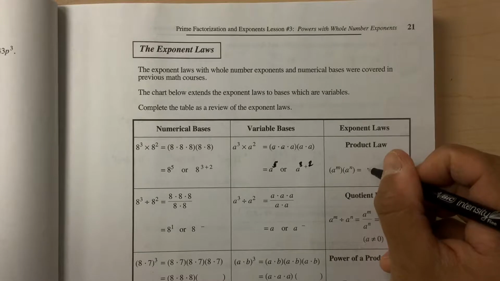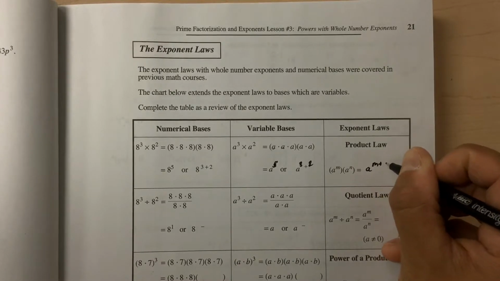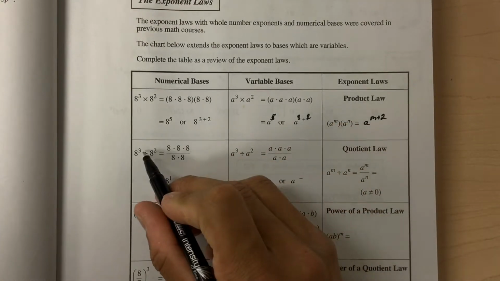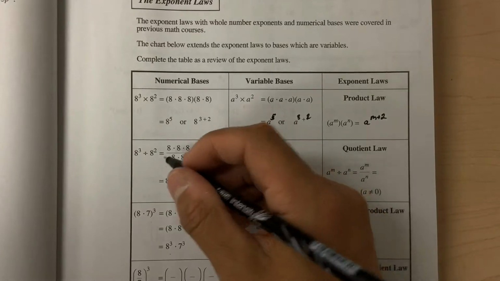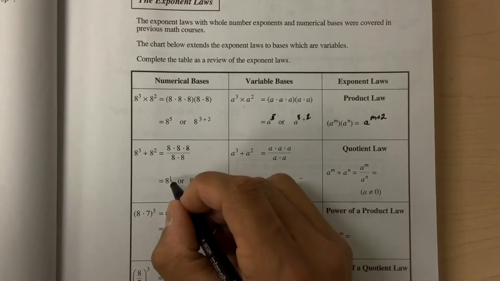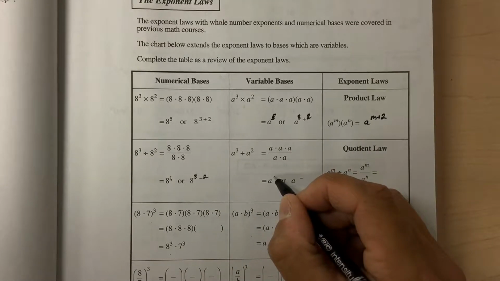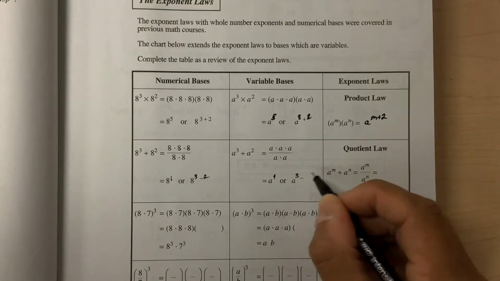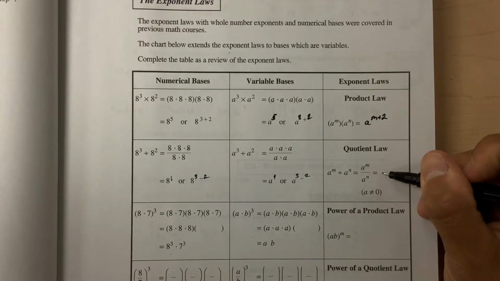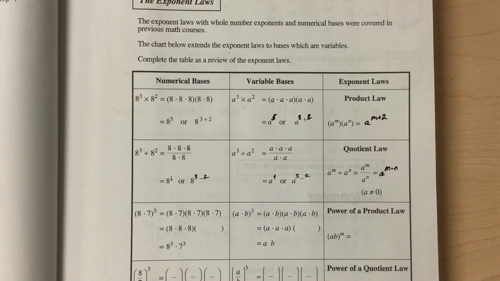All right, and so the general law here for the product law is if we have our base a, we need to add our powers. When we have a cubed divided by a squared, notice how I have 8 divided by 8 times 8. Our answer is 8 to the power of 1, or 8 to the power of 3 minus 2. Same thing over here, that becomes a to the power of 1, or a to the power of 3 minus 2. Now the general law for the quotient law with exponents is a to the power of m minus n, where our exponents are subtracted.